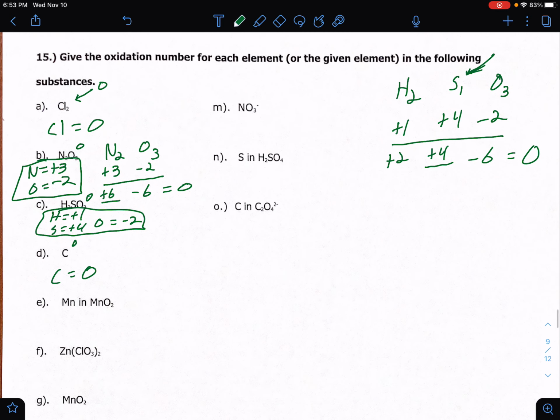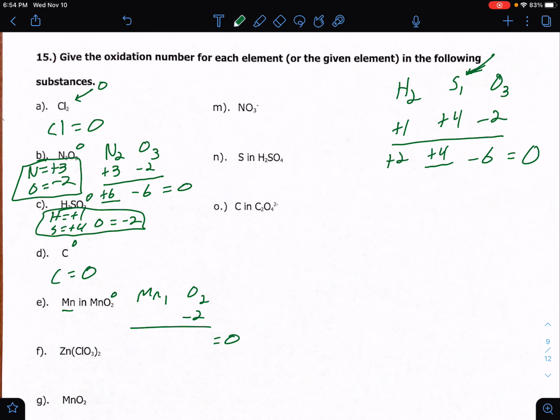Okay, let's move on. Let's do E. I want to find out what the charge of manganese is in MnO2. I'm going to do the same thing, so I'm going to spread it out. I have 1 manganese and 2 oxygens. I'm going to draw my sum line. Do I see a charge there? No, I don't, so I'm going to set it equal to 0. Each oxygen has a charge of -2. That is my first step right there.